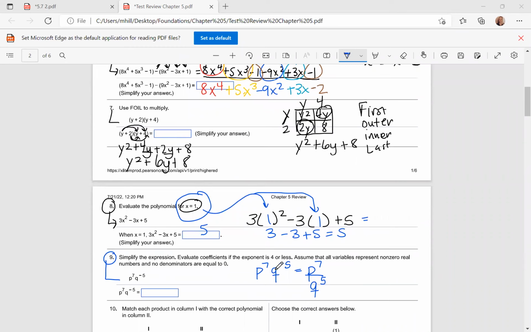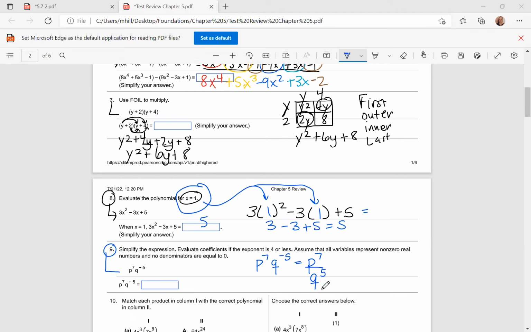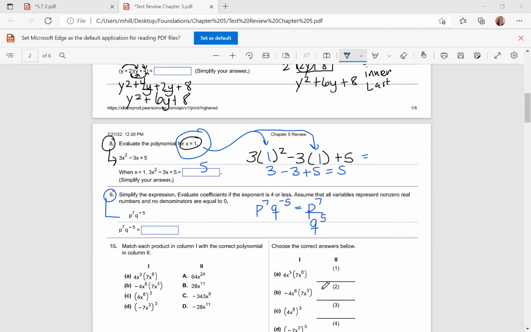on this last one we just worked, we've got p to the 7th and q to the negative 5th. Well, we can't have a negative exponent. So to get rid of it, we move it to the bottom of a fraction. If the negative exponent was on the bottom of the fraction, we would move it to the top. But all we have to do is get rid of that negative exponent.